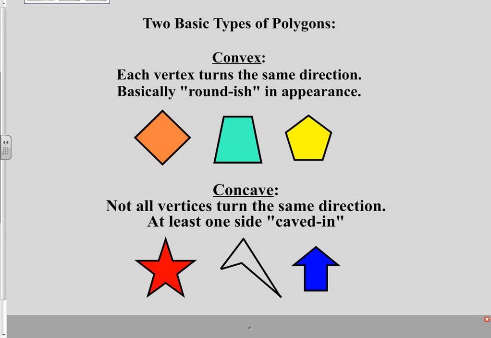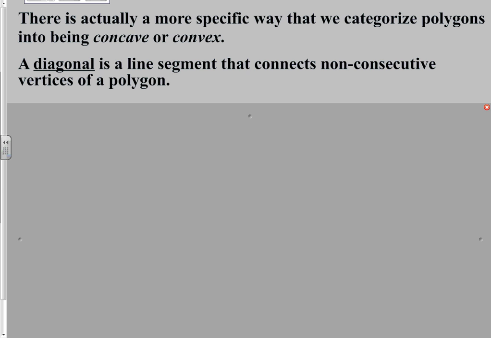All right, now our polygons can be further classified based upon their numbers of sides, and we'll get to that here in a moment. Okay, but there is a more technical definition for the idea of concave and convex. So let's take a look at this. This involves what is called a diagonal. Okay, so a more specific way we can categorize polygons into being concave or convex deals with diagonals. A diagonal is a line segment that connects non-consecutive vertices of a polygon.